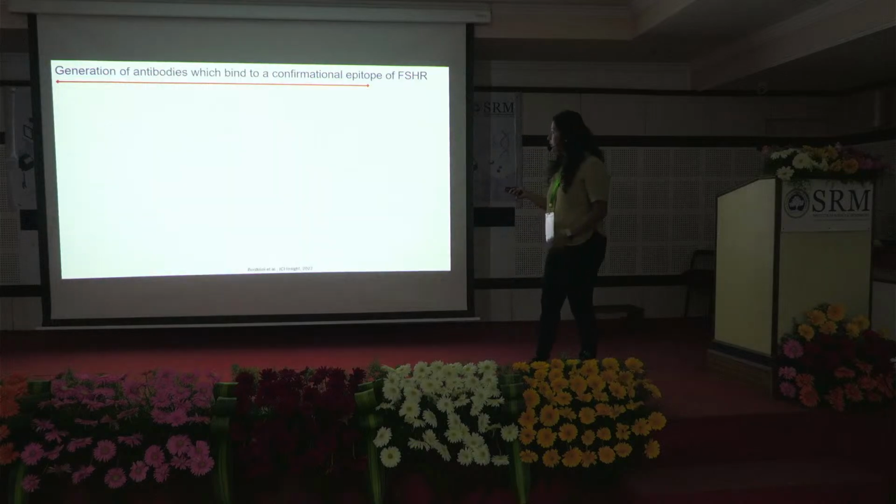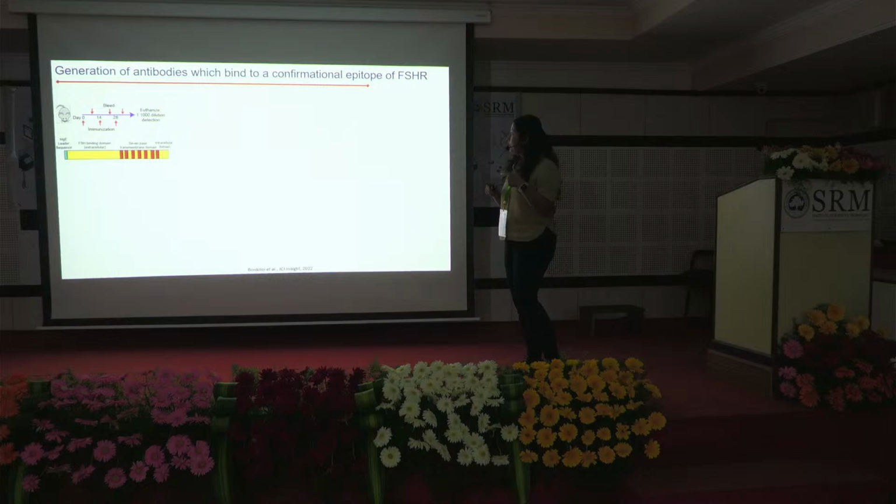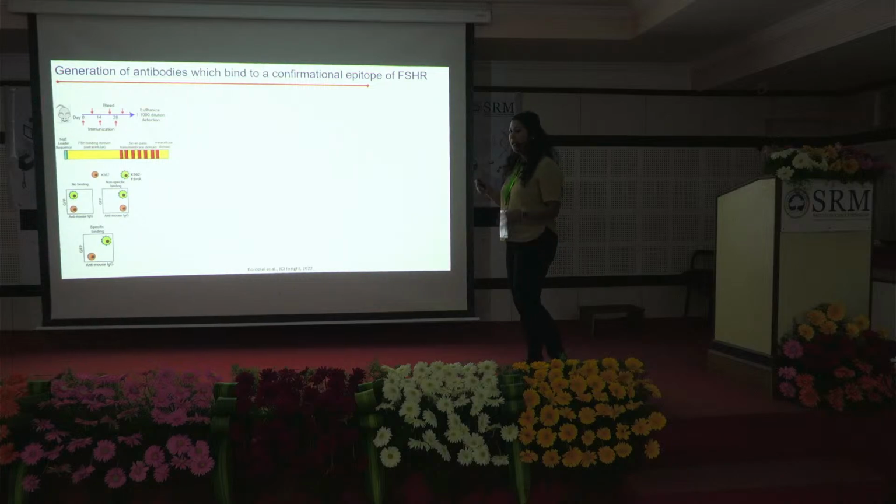As a translational lab, we first tried to develop an antibody against FSHR. Our aim was to develop antibodies which bind to a conformational epitope of FSHR. So we designed an FSHR vaccine, immunized mice, and then developed antibodies.